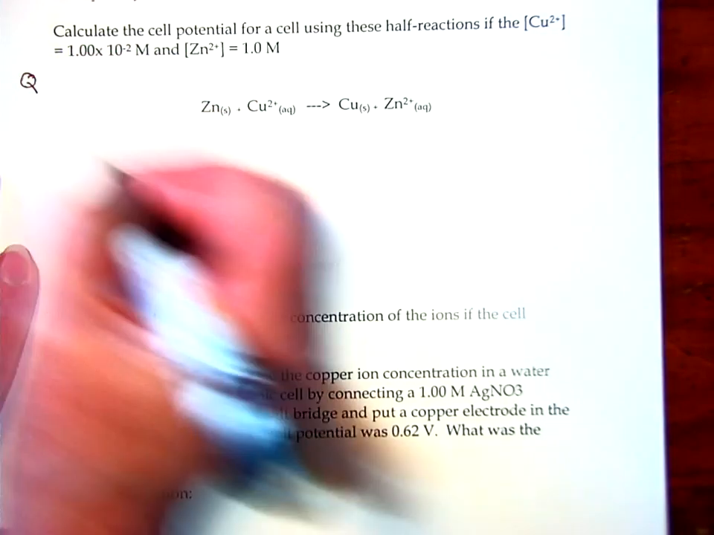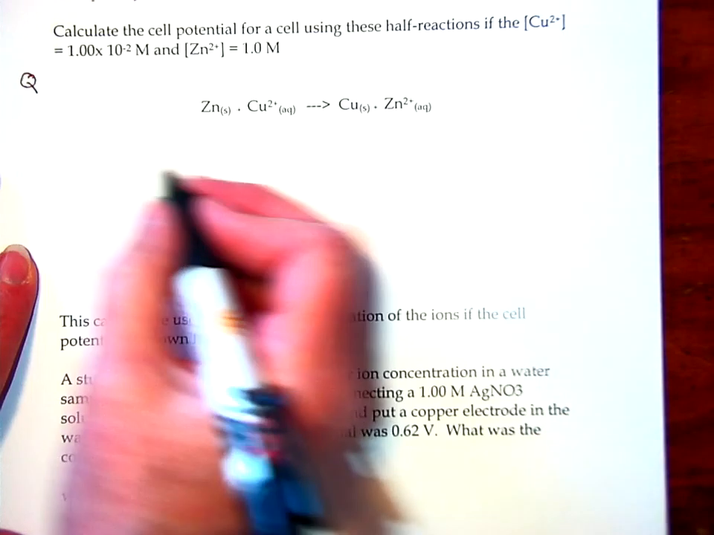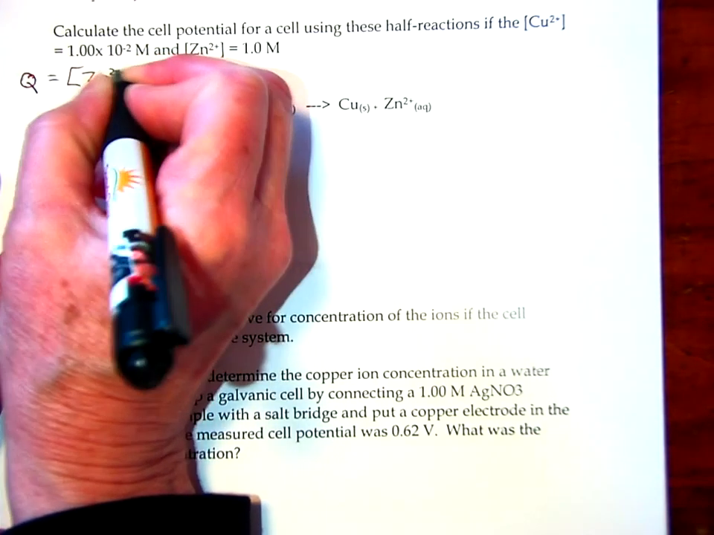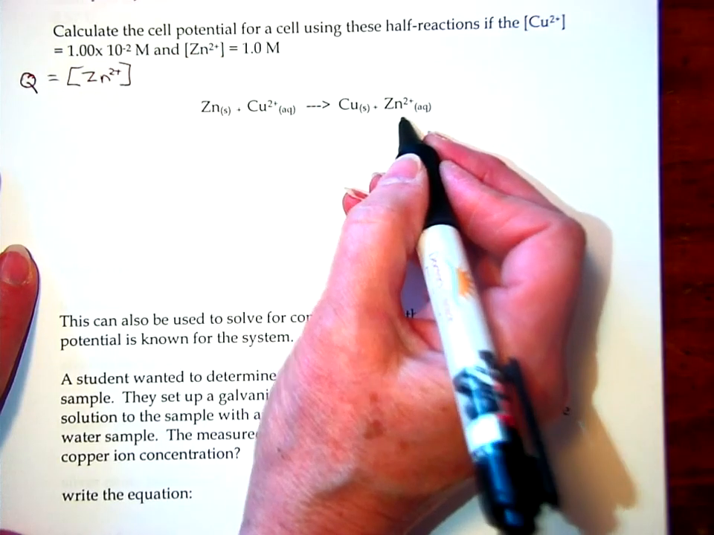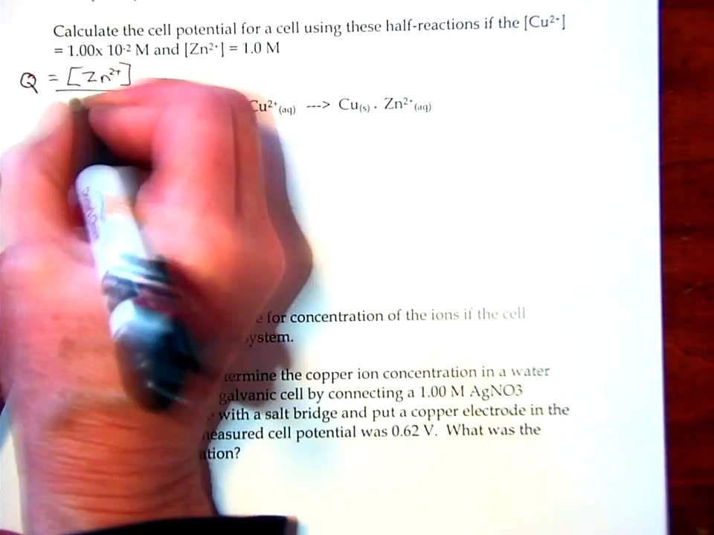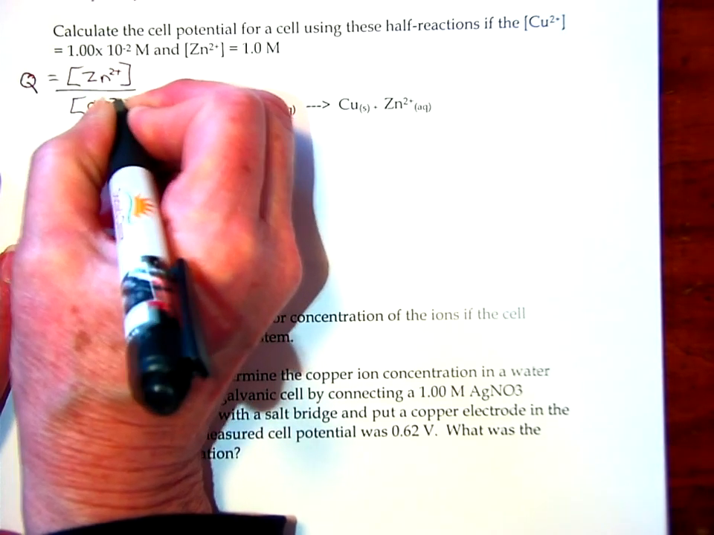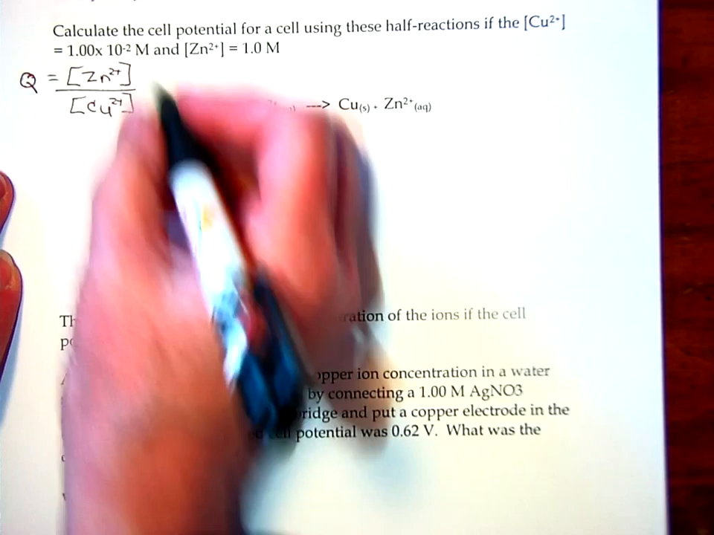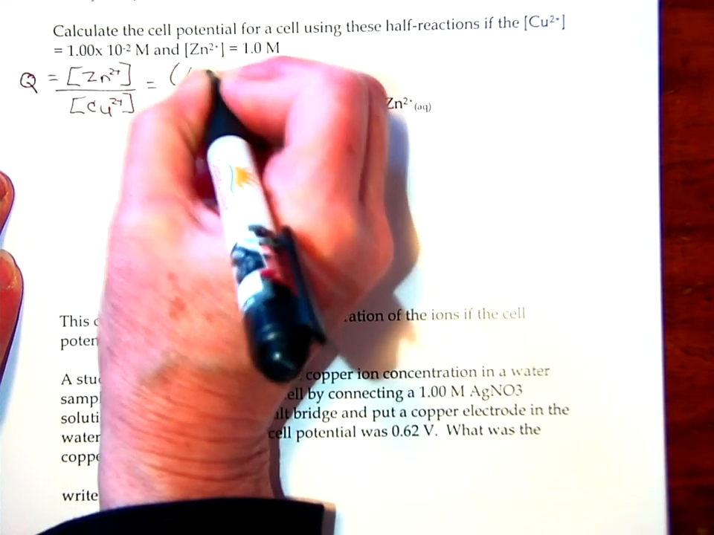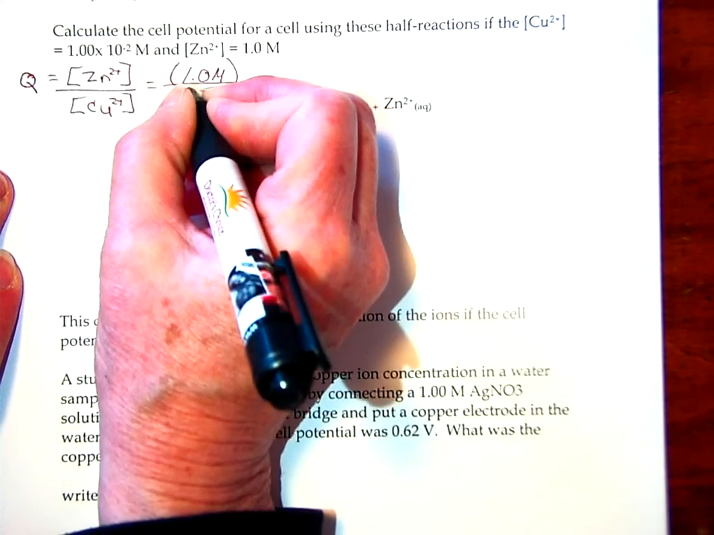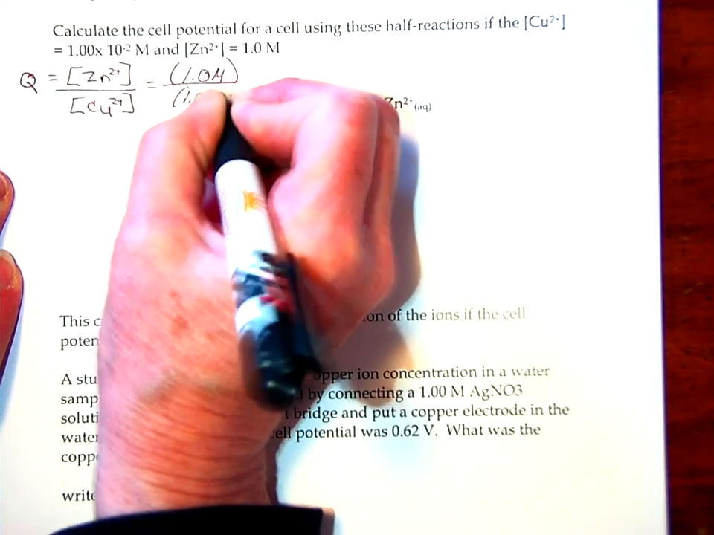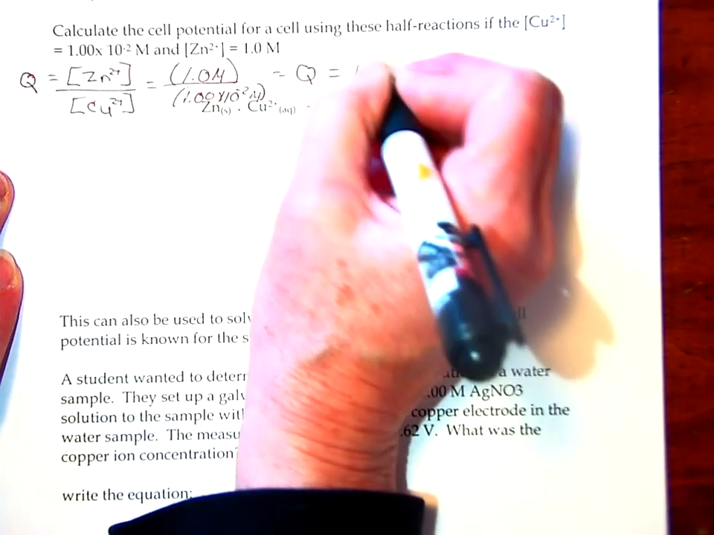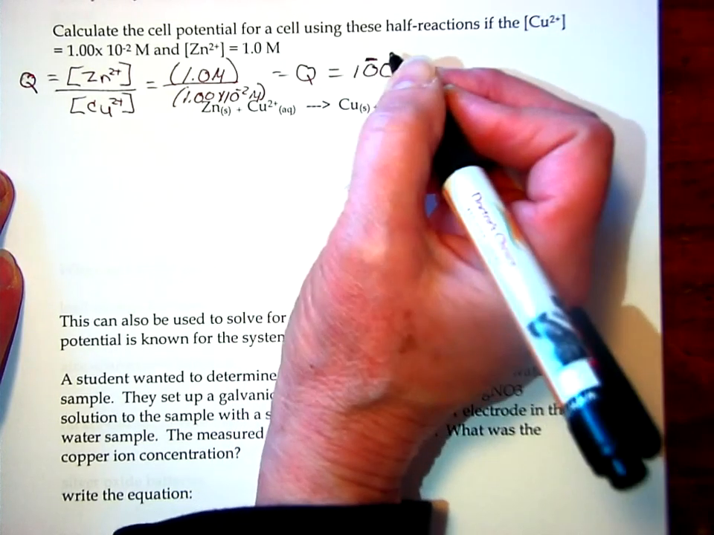So in this case, we already have the cell reaction, so we can start off with Q. We know Q is going to be the concentration of the zinc ion. This is balanced with a 1, so it'll just be to the first power, divided by the concentration of the copper ion, again to the first power. And we know the concentrations. My zinc concentration is 1 molar, and my copper concentration is 1 times 10 to the negative second molar. So my Q is equal to 100, and I can only keep 2 sig figs.